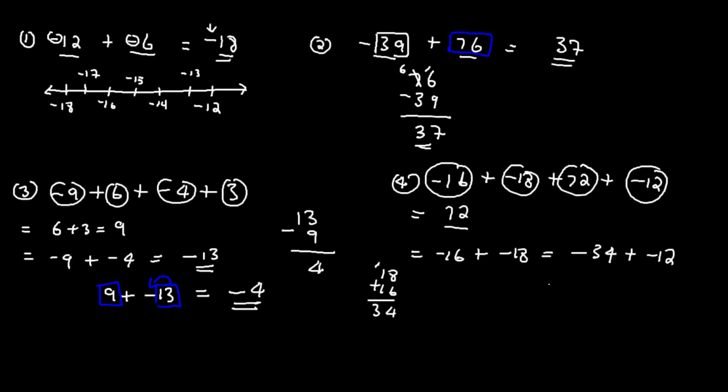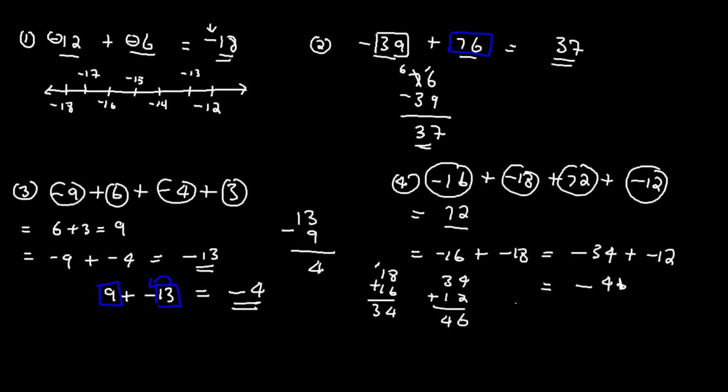And we have again the same sign. We keep the sign and let's add 34 plus 12. 4 plus 2, that is 6, and 3 plus 1, that is 4. We will have negative 46.